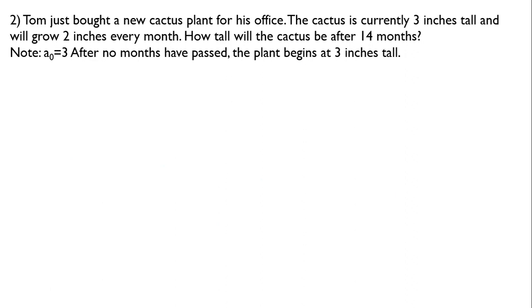All right, so Tom just bought a new cactus plant for his office. The cactus is currently 3 inches tall and will grow 2 inches every month. How tall will the cactus be after 14 months? Okay, here's an important note.